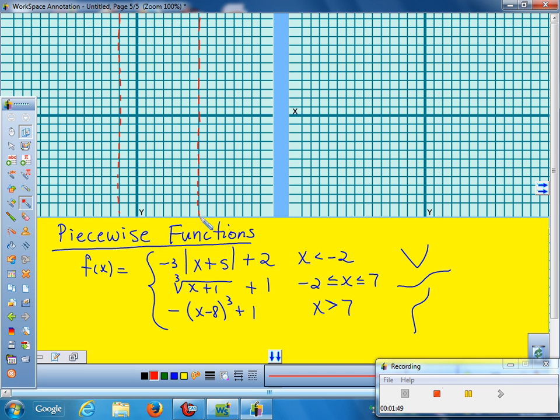So, Devin, where will this first piece shift to? The absolute value, where's it going to shift to? Count two left, right. That will be left 5, up 2. So left 5 up 2 is right there.